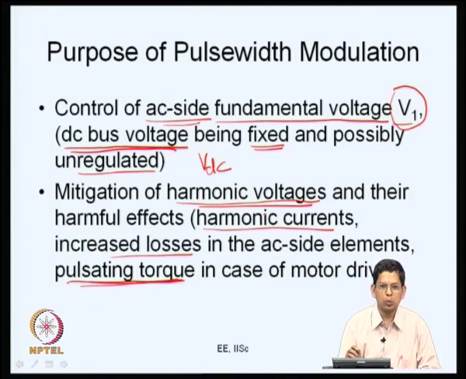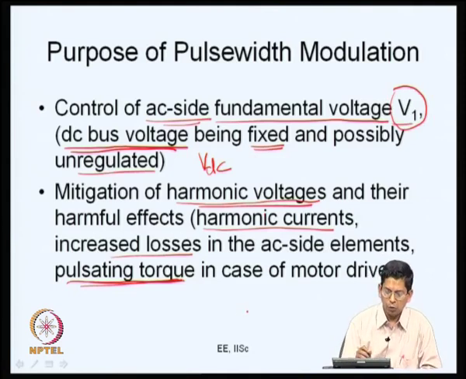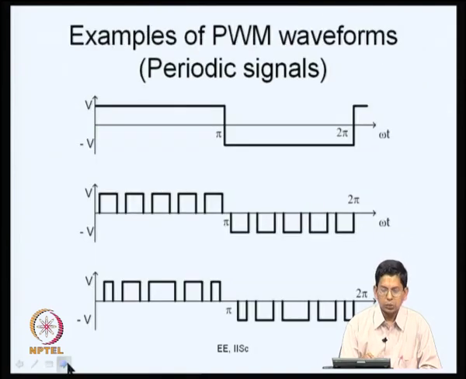So, this is what I would call the basic purpose of pulse width modulation now, and we go further to see how we control fundamental voltage and how to calculate harmonics and how to calculate the harmonic currents and things like that now. So, the moment I said that it is a PWM waveform, these are some examples of waveforms that we will see in DC to AC converters.